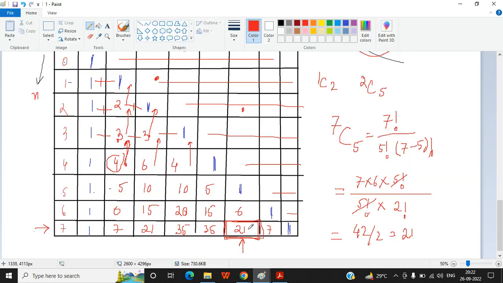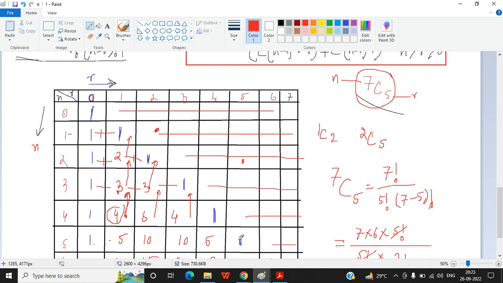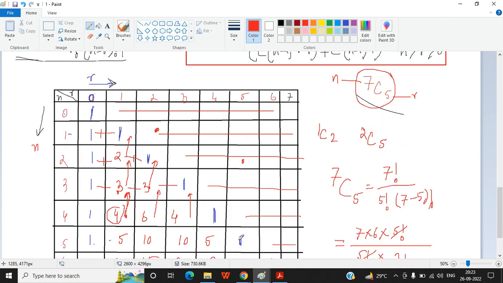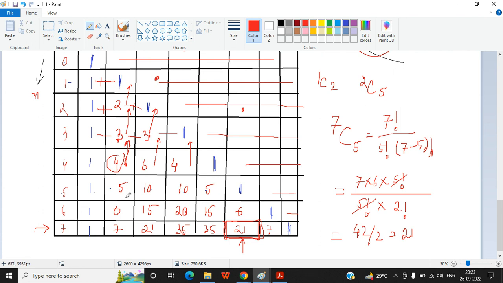So you understand the computation part of how to compute this nCr binomial coefficient? Yes, I got it. Okay. Now last, I have shown you methodically how to compute the items for each element, each cell.